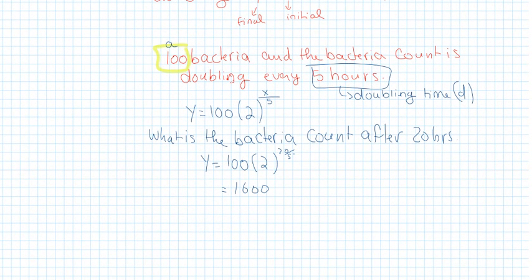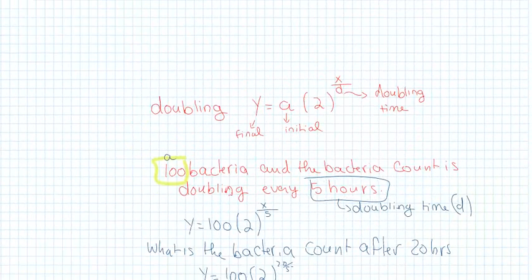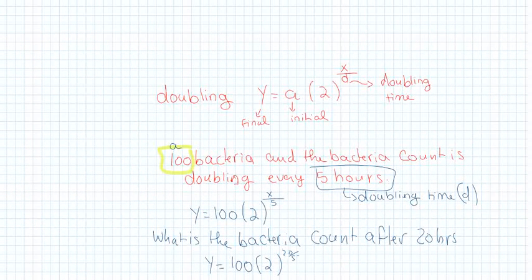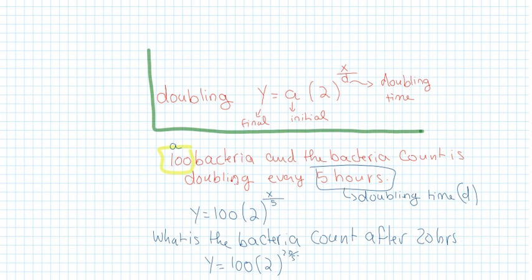Does that make sense to you guys? Okay? So remember that the equation for doubling is y equals a times 2 to the power of x over d. Now, you might see in the formula sheet or on your formula something that looks like this.